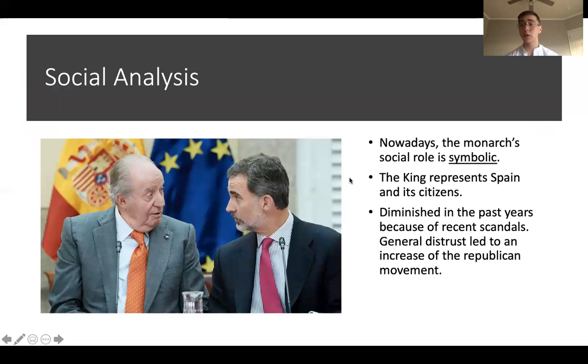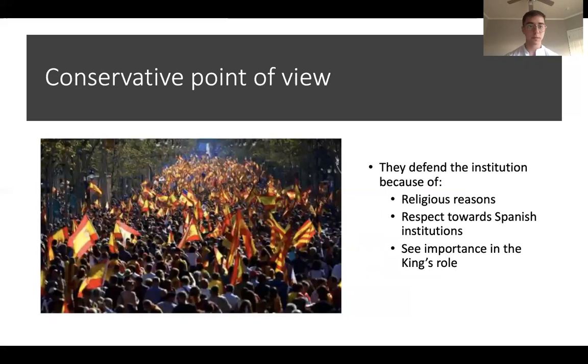All right, the social analysis. Nowadays, the monarch's role is symbolic, but still, as the Constitution says, the king represents Spain and its citizens. But his social role has diminished, especially because of some scandals that were involved with the crown, especially during Juan Carlos' era, and this led to an increase in the Republican movement in Spain. Republican meaning that they wanted to get rid of the king.